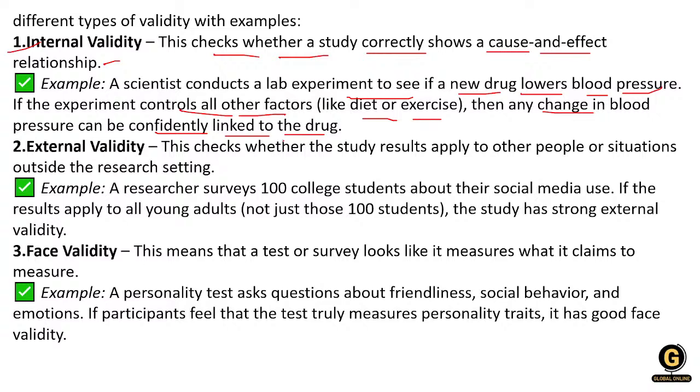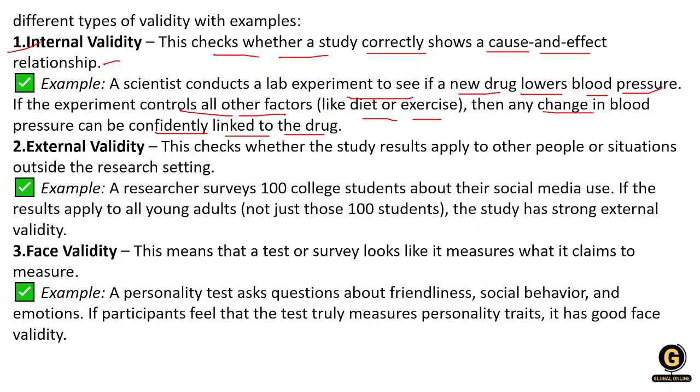It is a good example. If a scientist is researching a particular drug or tablet, and a BP patient takes that medicine for high blood pressure, and that medicine works with the proper diet and exercise, if any change happens in the blood pressure just because of that drug or tablet, then it is confidently linked to the drug. That means the internal validity is correct.